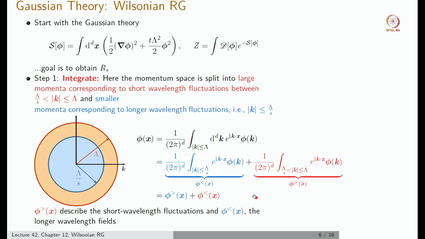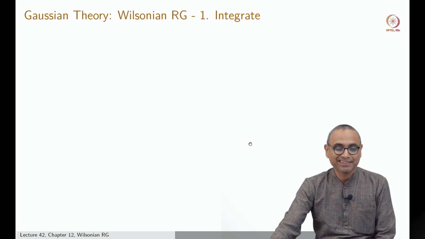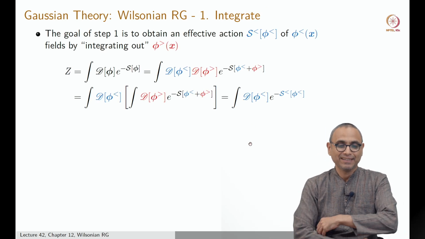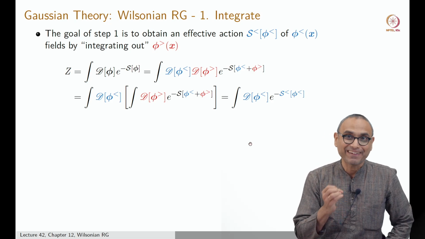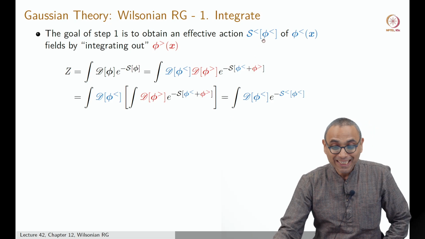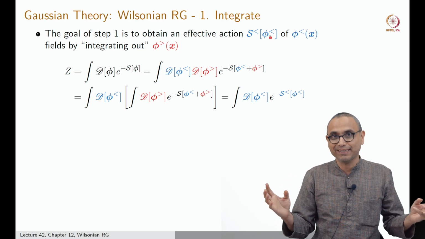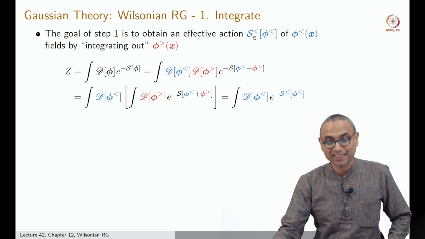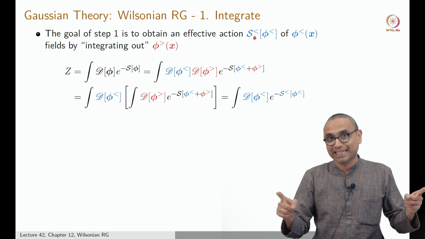We would like to integrate out these modes, and that is where this integrate story comes up. So that's the first step now: to integrate. How do we integrate? The goal of step 1 is to obtain an effective action only for the phi less than fields. So I am going to integrate out the phi greater than fields and get an effective action only for the phi less than fields. Remember, just recall what we did in the real space method.